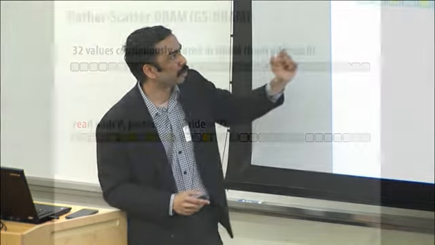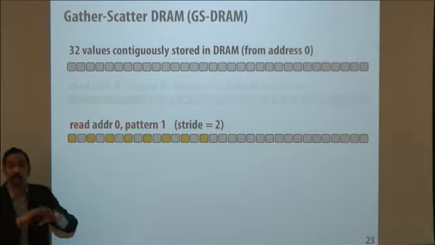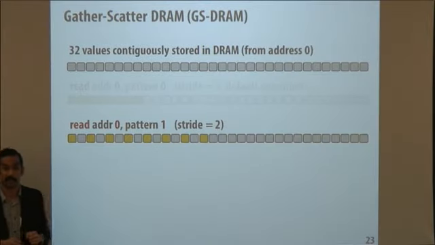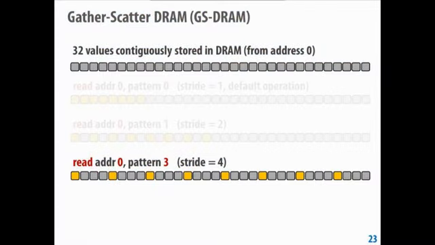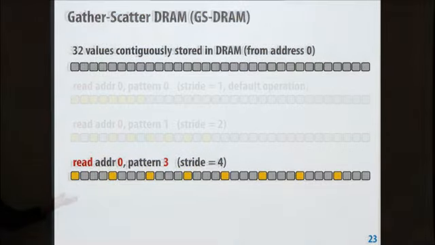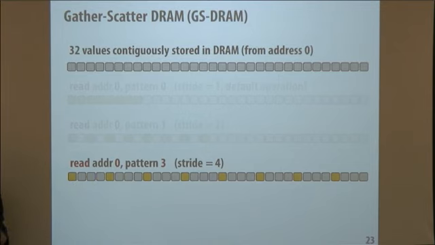But if the memory controller uses a read with address 0 and pattern 1, it retrieves a cache line that contains every other value, without changing the layout in memory. If it uses pattern 3, it gets a stride of 4. This is exactly what our query wants. So instead of address 0, if you use address 3, you'll get every 4th value starting from this value, which is what the query in our example wanted.